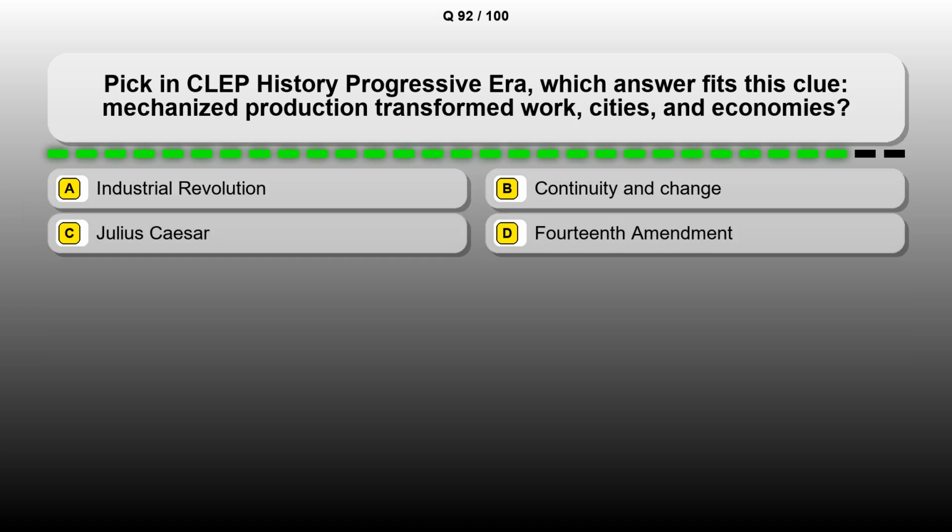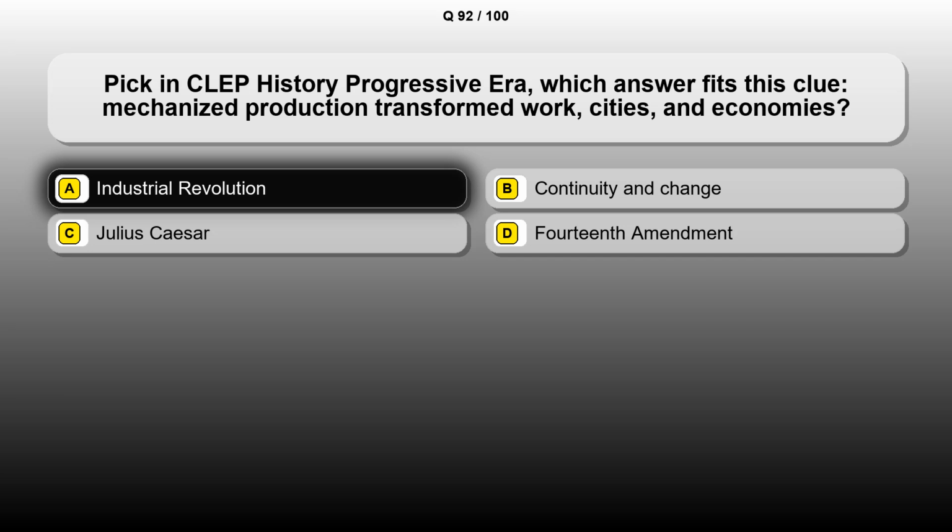Question 92. Pick in CLEP History Progressive Era, which answer fits this clue? Mechanized production transformed work, cities, and economies. Option A, Industrial Revolution. Option B, Continuity and Change. Option C, Julius Caesar. Option D, 14th Amendment.